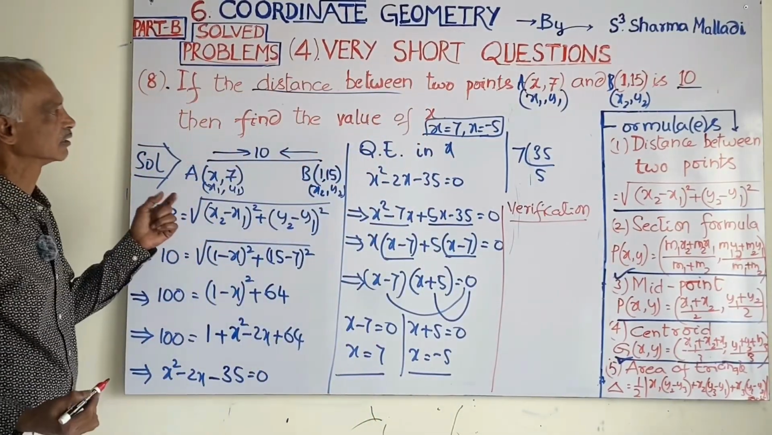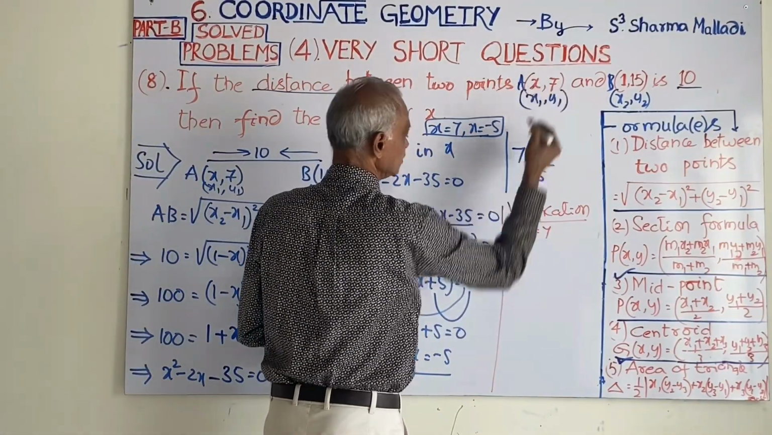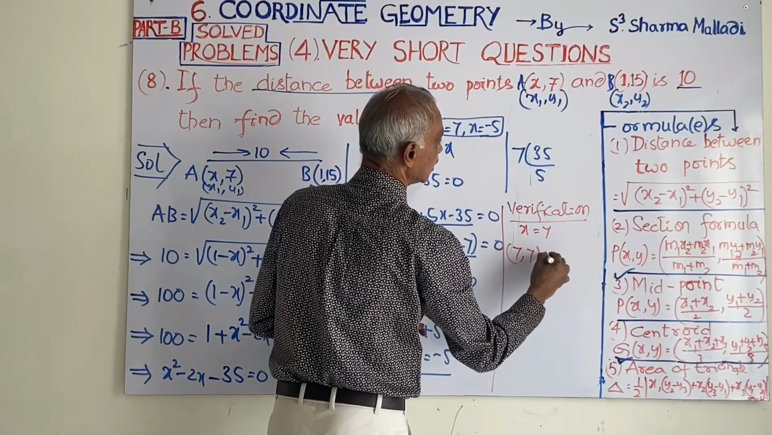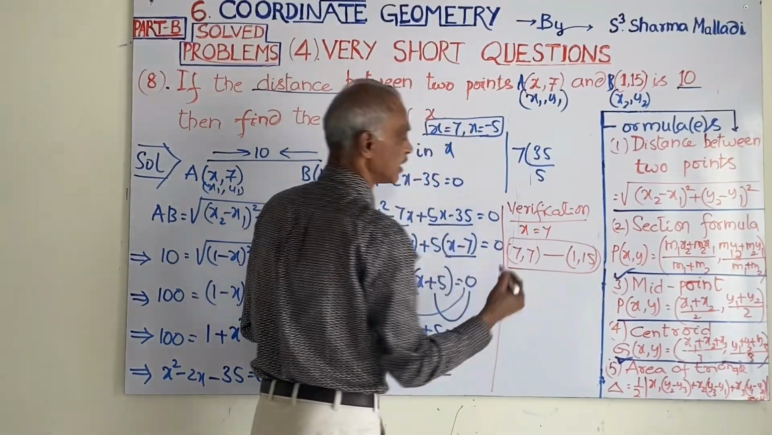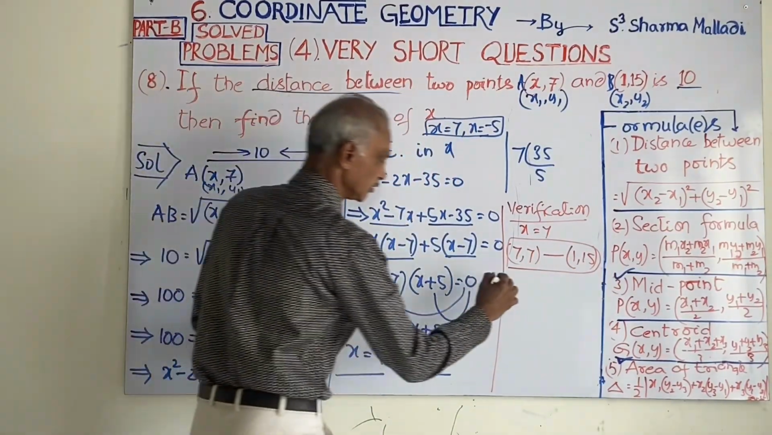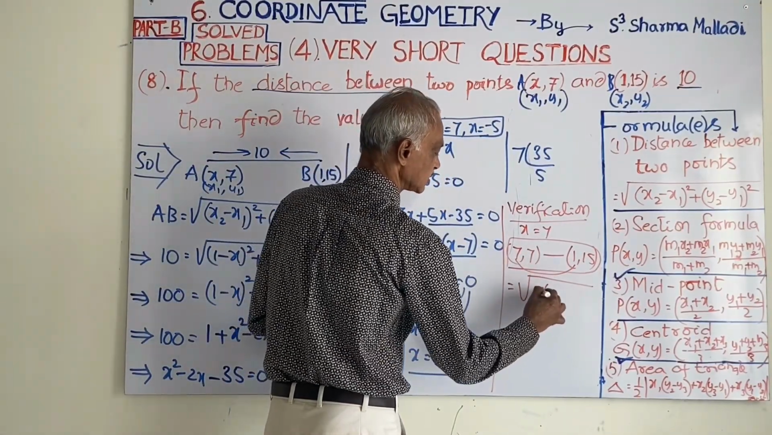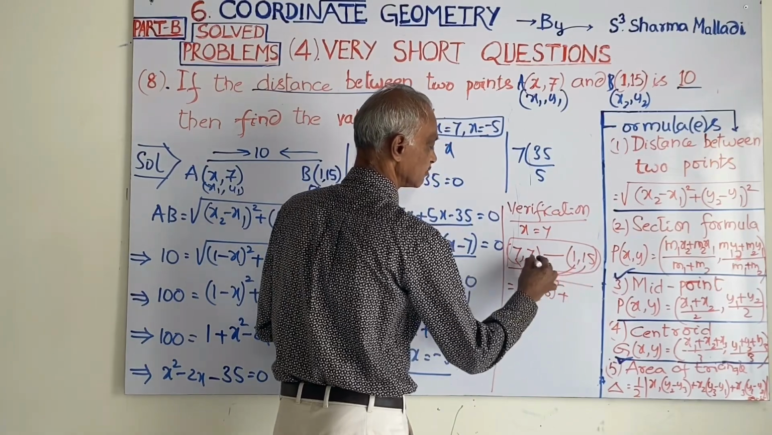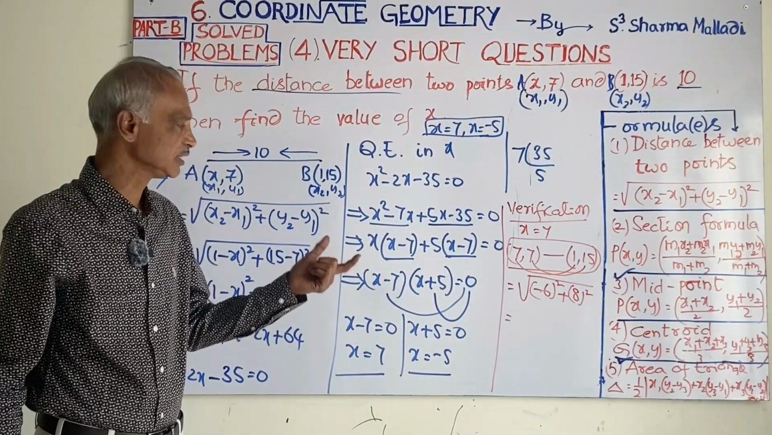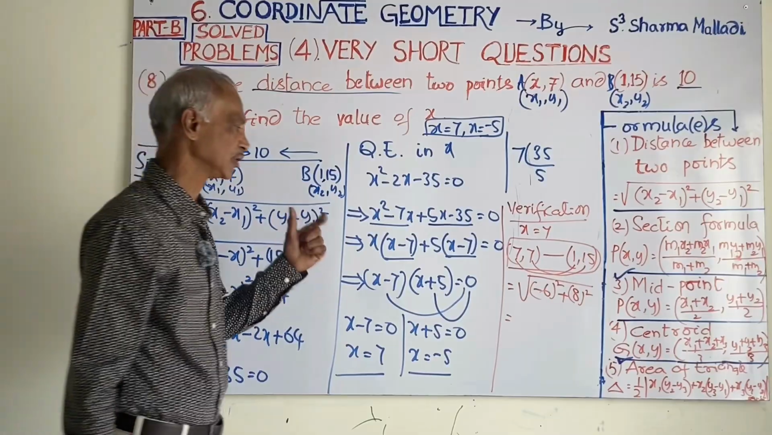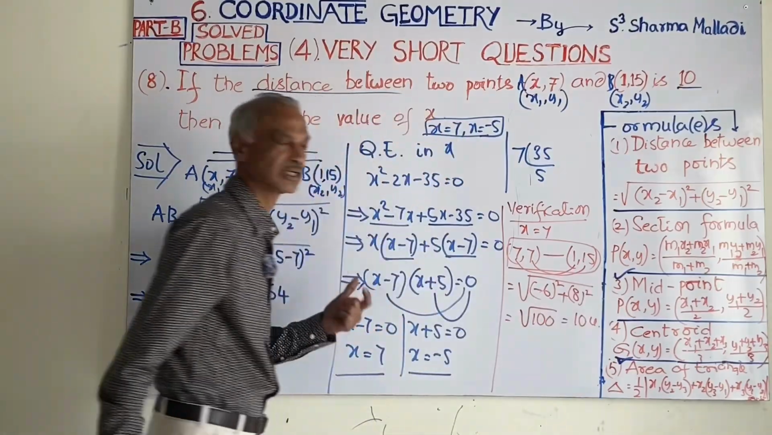What is the distance between 2 points? First we will take x is equal to 7. So the point is (7, 7), and what is the other point? (1, 15). You find the distance between these 2 points. You must get 10. You know root of x2 minus x1 whole square: 1 minus 7, minus 6 whole square, plus 15 minus 7 means 8 whole square. 6 square means 36, 8 square means 64. Root 100 you will get is nothing but 10 units. As we got the answer.